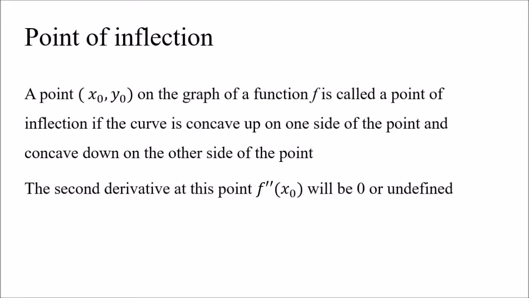Points of inflection. A point (x0, y0) on the graph of a function f is called a point of inflection if the curve is concave up on one side of the point and concave down on the other side of the point. In other words, the second derivative at the point of inflection is going to be either equal to 0 or undefined, and this is called the second derivative test.